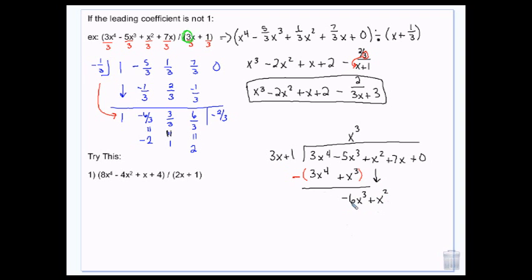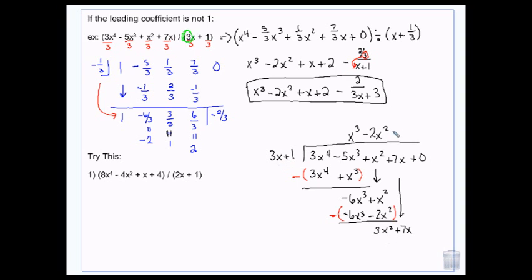To turn 3x into negative 6x to the 3rd, I'm going to multiply by negative 2x squared. So negative 2x squared times 3x is negative 6x to the 3rd. Negative 2x squared times 1 is negative 2x squared. I have to subtract that. Negative of a negative is positive, so that becomes 3x squared, and I bring down this 7x.